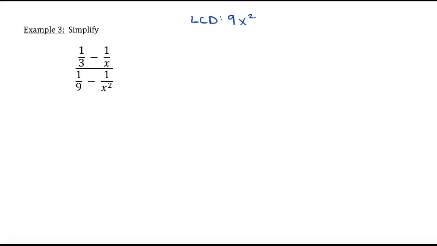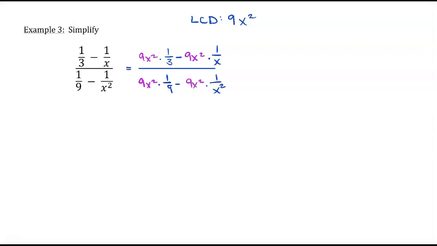Now we'll multiply each term in this complex fraction by the least common denominator, 9x squared. First we have 9x squared times 1/3 minus 9x squared times 1 over x. In the denominator, we have 9x squared times 1 over 9 minus 9x squared times 1 over x squared. Let's take a look at each term and see what will simplify.